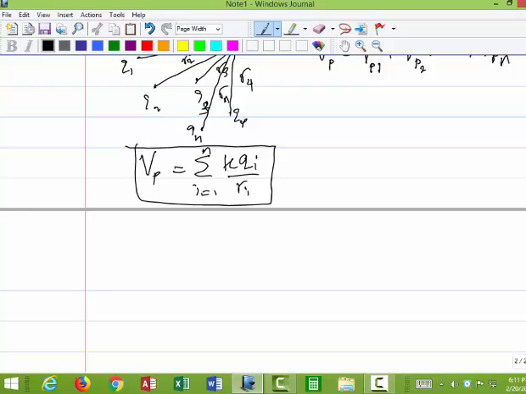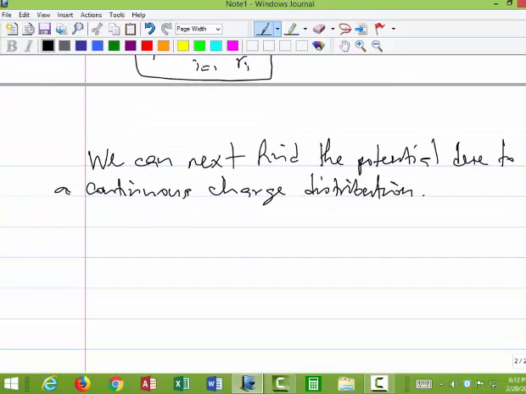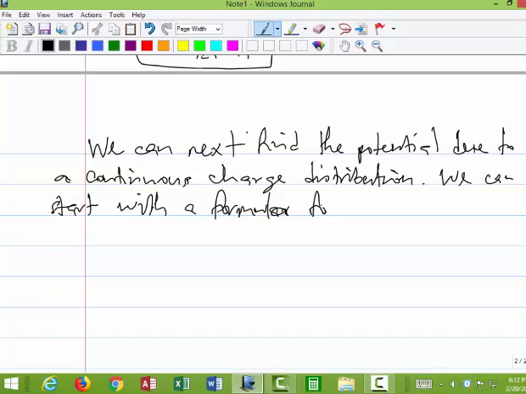Next, we can find the potential due to a continuous charge distribution. We shall do the same thing we did for the electric field due to a continuous distribution of charges. We can start with, say, a ring. Actually, before we do that, let me just give you the formulas that we can use for different distributions.